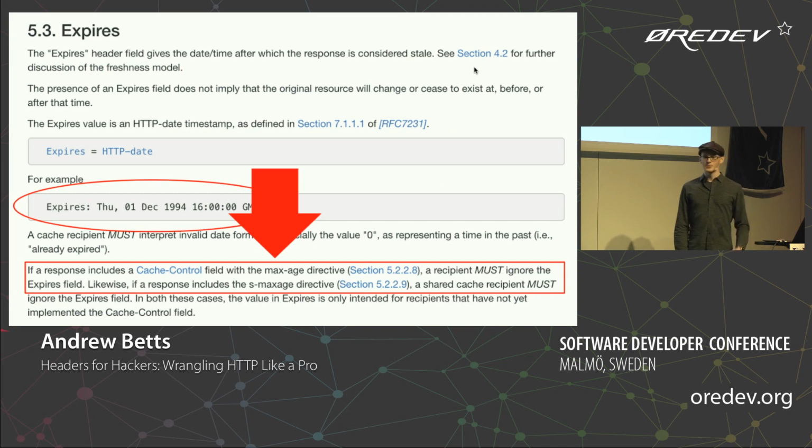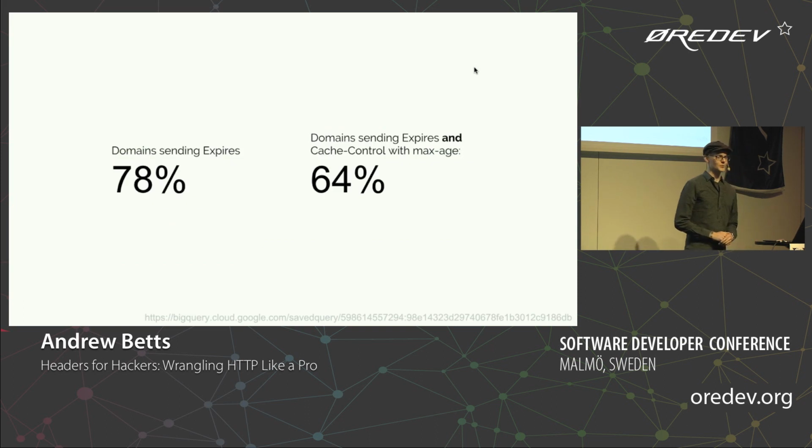So it's impossible to ignore this. Look, it's right there. It's right underneath the example that you copied and pasted from the spec. So it seems very unlikely that anyone would include both of these headers in the same response, except obviously 64% do. So that's a lot of wasted bytes of expires headers which are being overridden by a cache control header that's part of the same response. So by all means, use expires as an indicator of freshness, but you do not need to use an expires header and a cache control header in the same response.